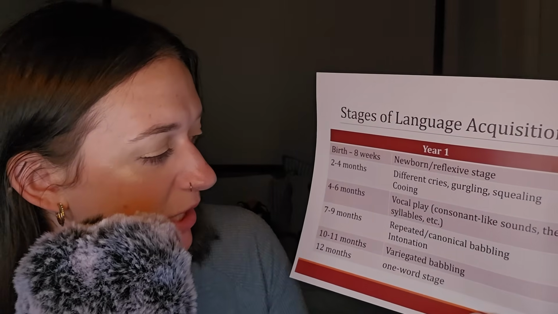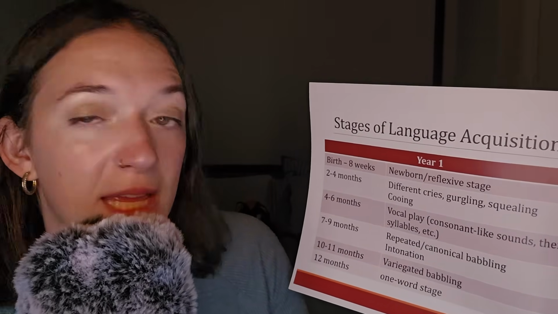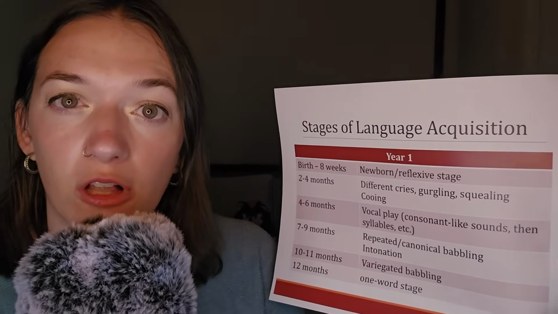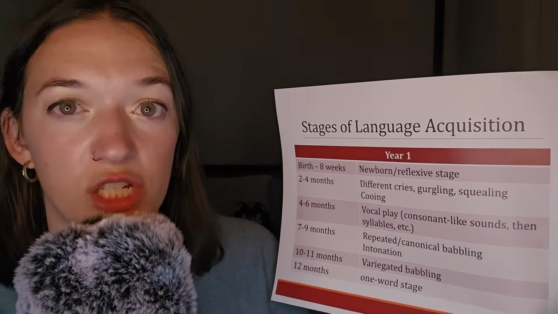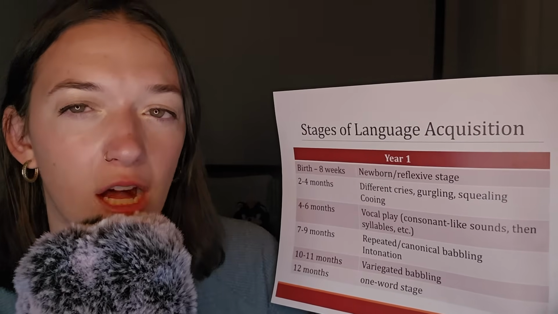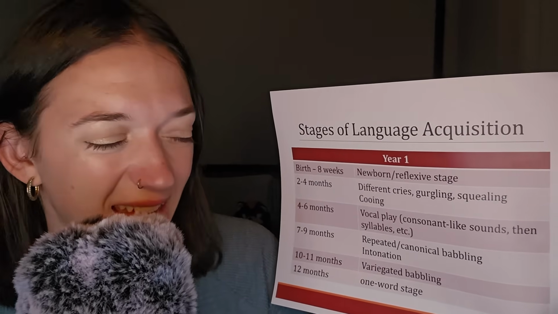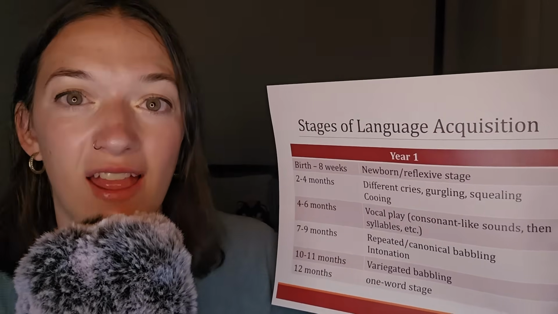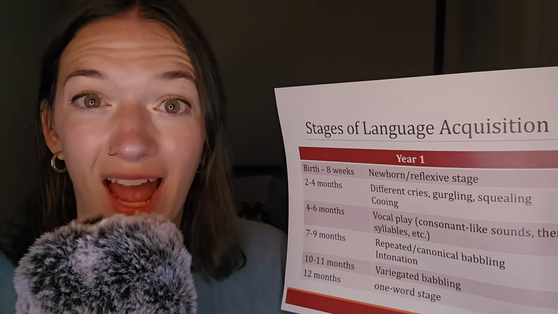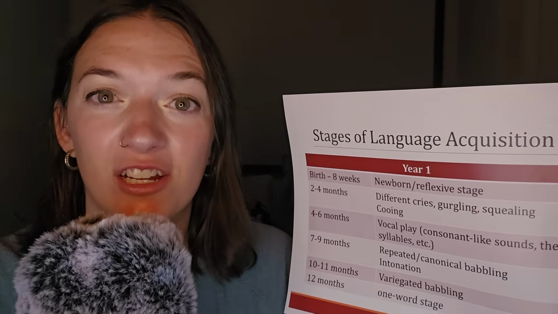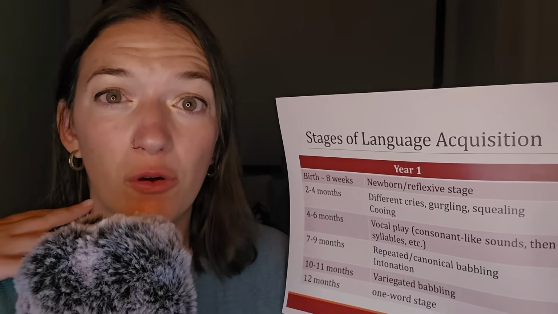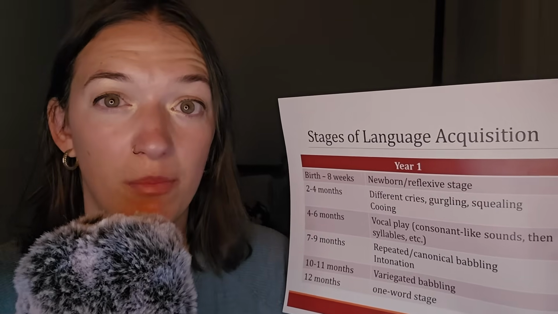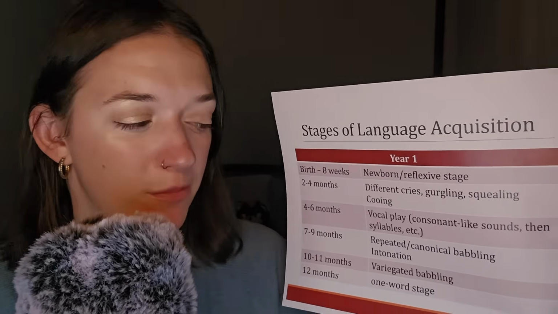10 to 11 months, we start to see variegated babbling. So this is not repeating just one syllable over and over, but switching up the syllables. It's not quite a word yet, but they are continuing to test out their vocal tract. They're learning how to use their tongue and their lips and their vocal cords in order to make sounds, and they're starting to switch up the sounds when they babble.